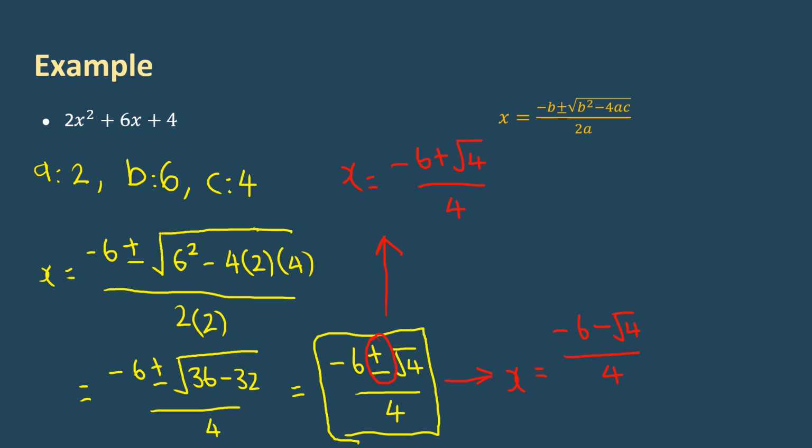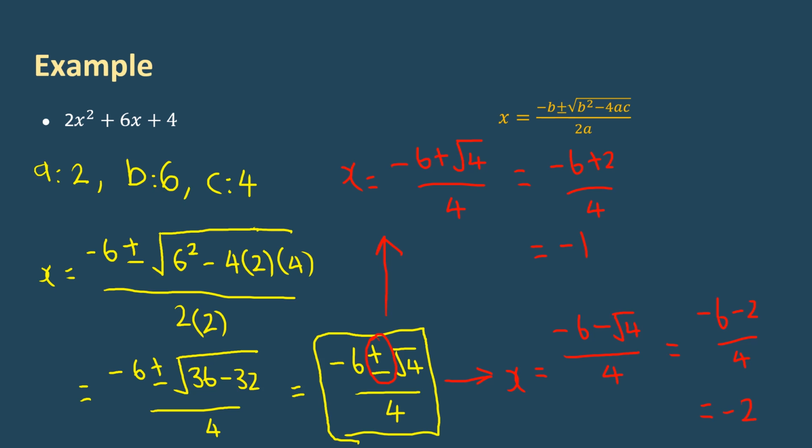So now let's solve. For the top one, this equals negative 6 plus 2 over 4, and this would give us negative 1. In this case, this equals negative 6 minus 2 over 4. So this will give us an answer of negative 2. And that's how you solve the quadratic equation using the quadratic formula. So we can see that it's actually a very easy process. As long as we place in the correct coefficients, we are able to find the answer very easily.